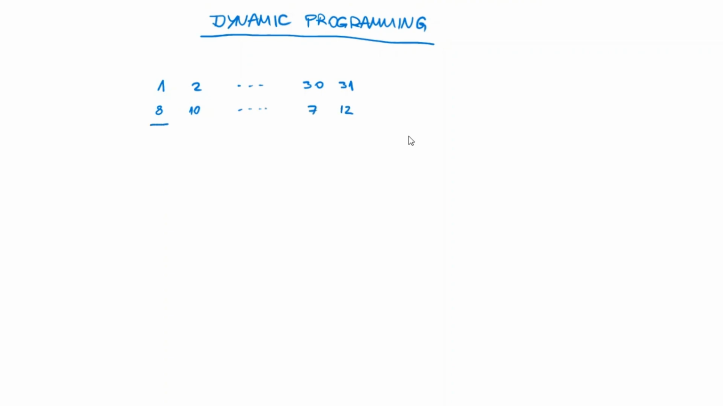And after the first day, we have 8 hours. After the second day, we have 8 plus 10, 18 hours. Imagine that we have 162 hours, and on the last day, we need to calculate the total working hours.